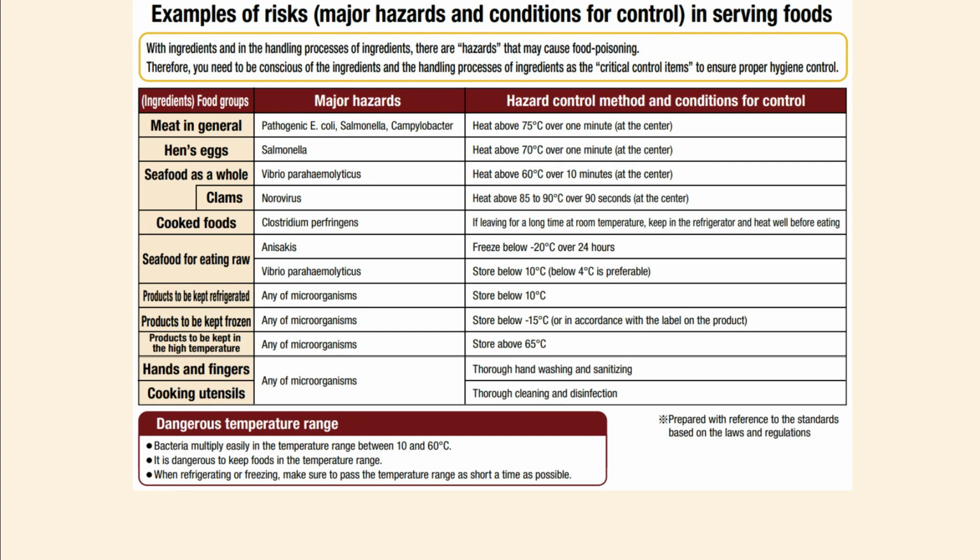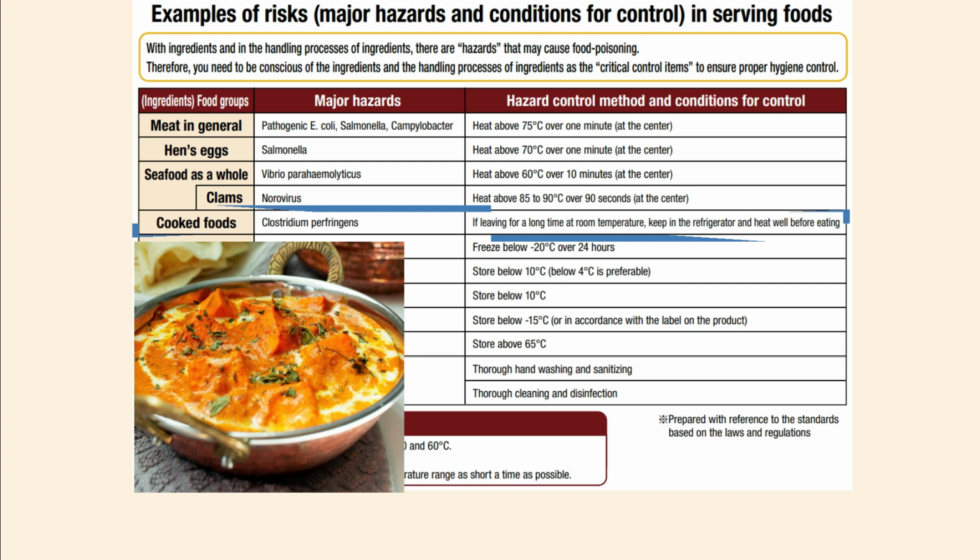See page 3. This table is an example of the risks involved in serving food. The leftmost column contains the ingredients or food groups, the middle column contains the major hazards associated with that food, and the rightmost column is the hazard control methods. As an example, consider the case of curry.